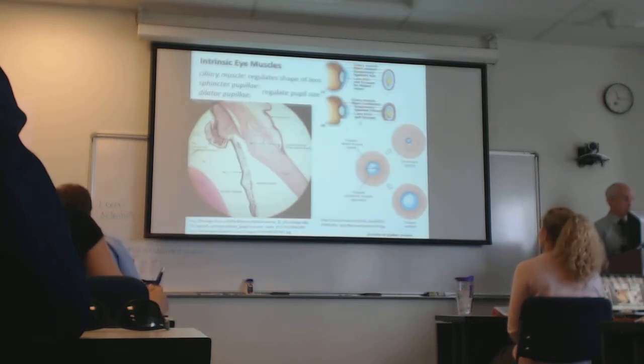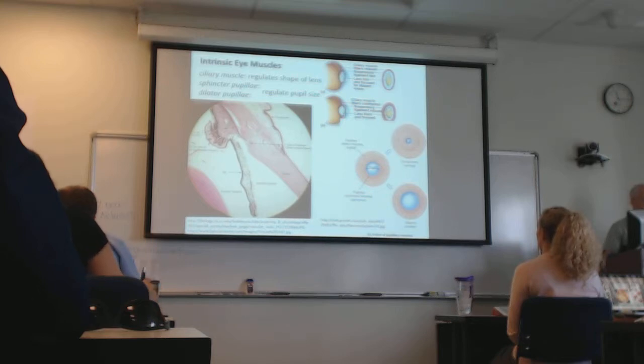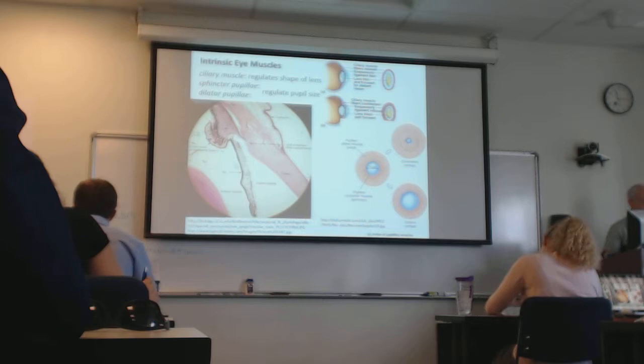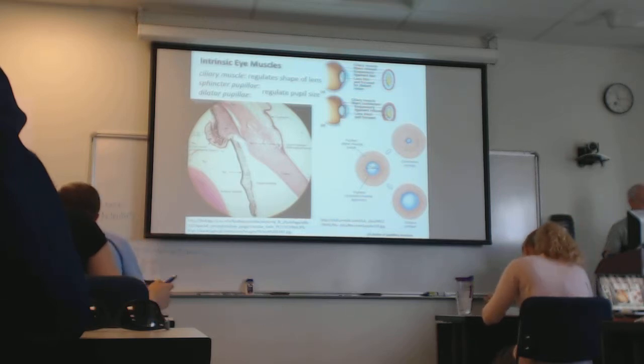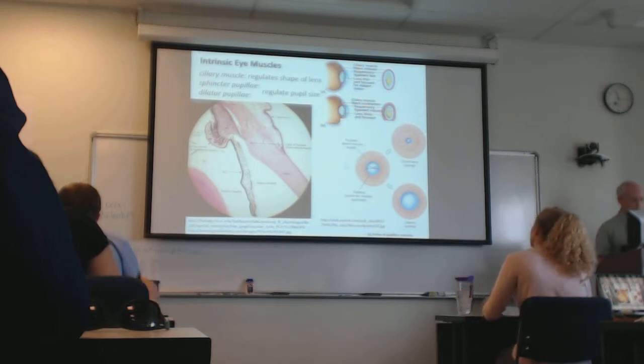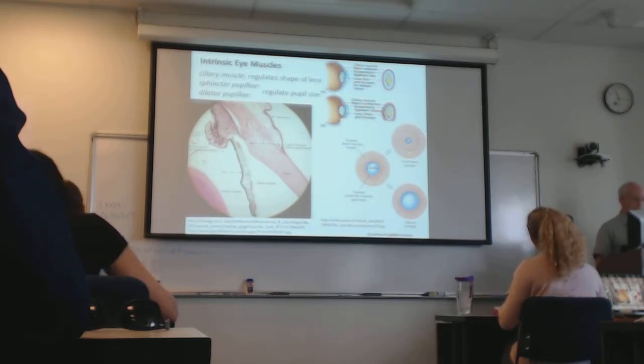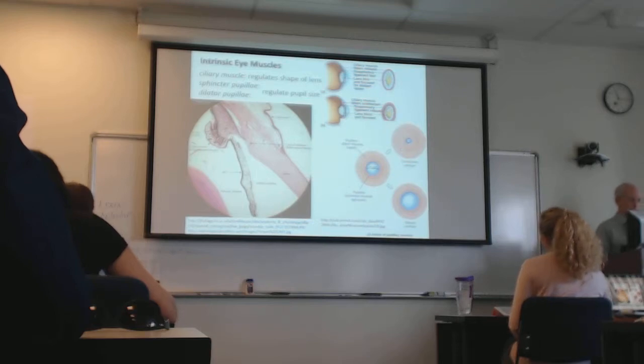So with respect to the intrinsic muscles, we talked about these in the physiology class. So you're familiar with the ciliary muscle, the ciliary body. You can see the iris extending from that structure. Here's the cornea, here's the iris here. And then you look over here at these little cartoon representations, you can see the 2 layers of smooth muscle that are responsible for regulating the size of the pupil.